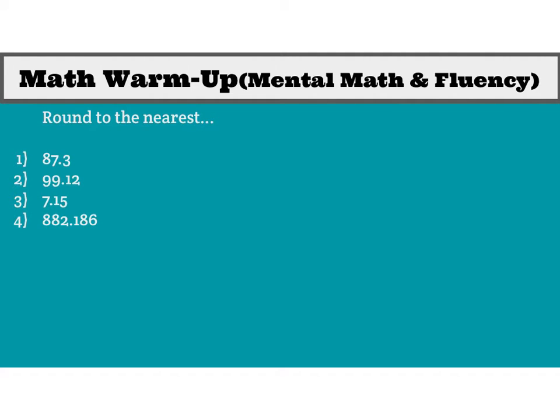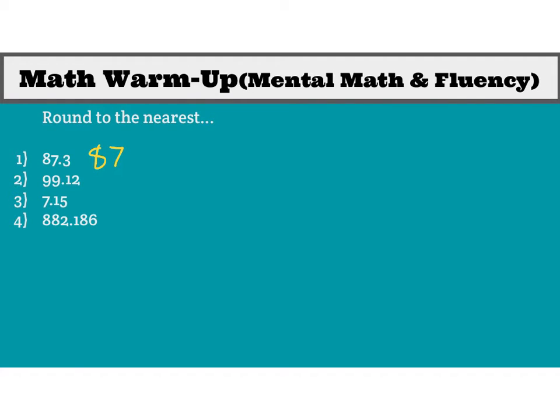For your math warm-up today, I would like you to take a look at the first decimal, and I would like you to round that to the nearest whole number. So go ahead and pause your video and write that on a sheet of paper if you'd like, or a dry erase board, and come back when you're finished. So 87 3/10 rounded to the nearest whole number would be 87.